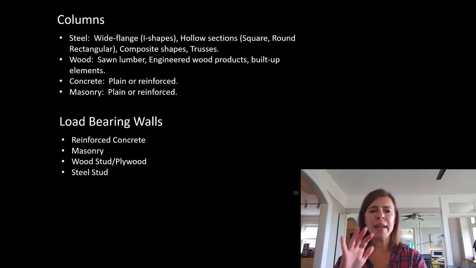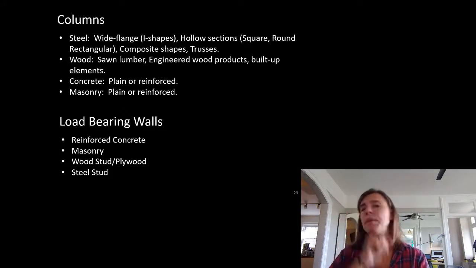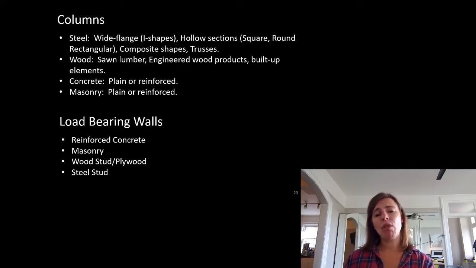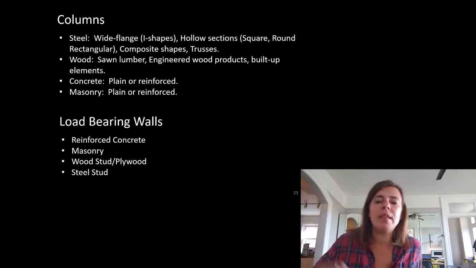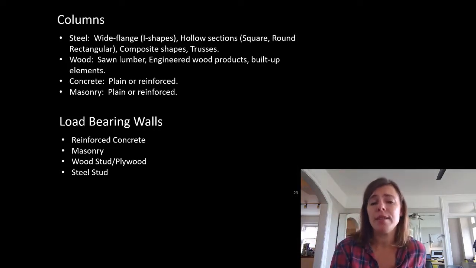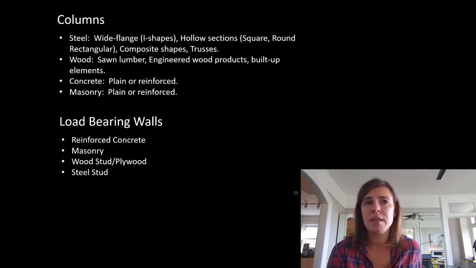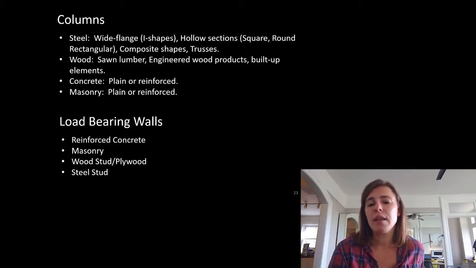So columns, this kind of lines up with the other slide that I already did. Columns are often, for steel, steel wide flange I shapes, or hollow sections. We're going to look at all of these going forward. This is more just to start hearing the sounds. We can have crazy shapes. We could even make columns that are trusses. Wood: often sawn lumber screwed together to make one bigger element. Engineered wood products, and like I said, the built up elements.